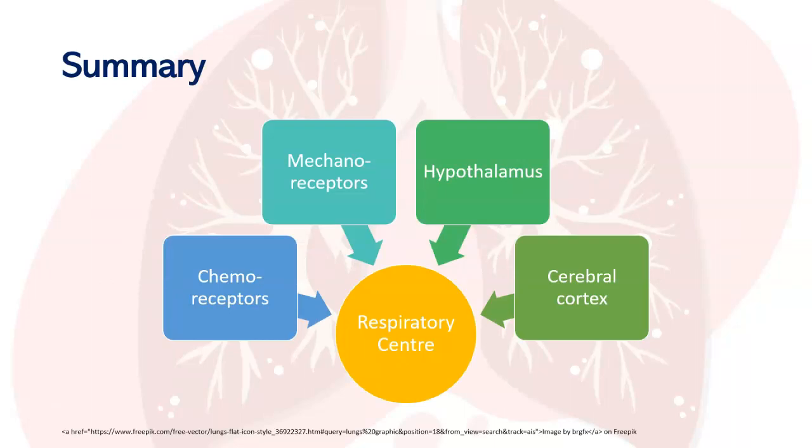So in summary, we looked at the functioning of the respiratory center in the brainstem and the effects of chemoreceptors, mechanoreceptors, the hypothalamus, and the cerebral cortex on this control mechanism. Thank you.